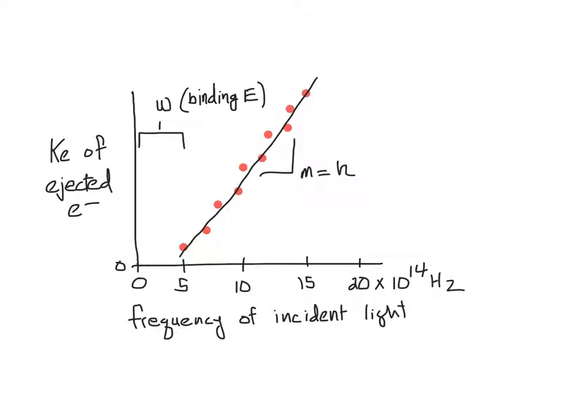The symbol for this is W. So now we have a complete expression for this line where the kinetic energy is equal to Planck's constant times the frequency minus the binding energy.